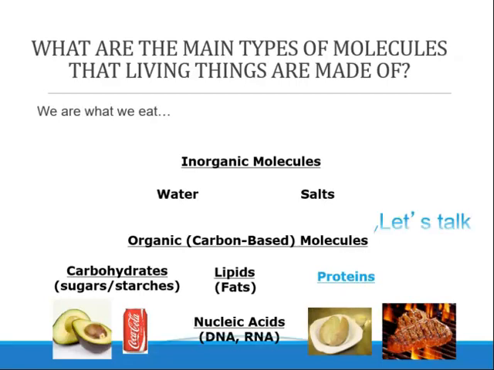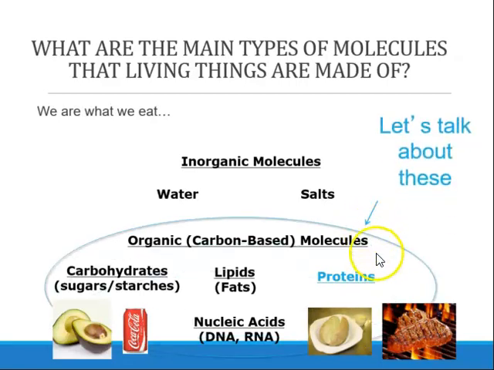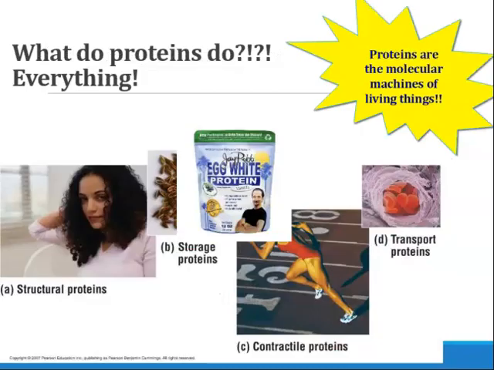So moving forward, we then go to proteins. Proteins are the molecular machines of living things. We can find structural proteins, storage proteins, contractile proteins, as well as transport proteins. And we just talked about enzymes. Enzymes are proteins too.